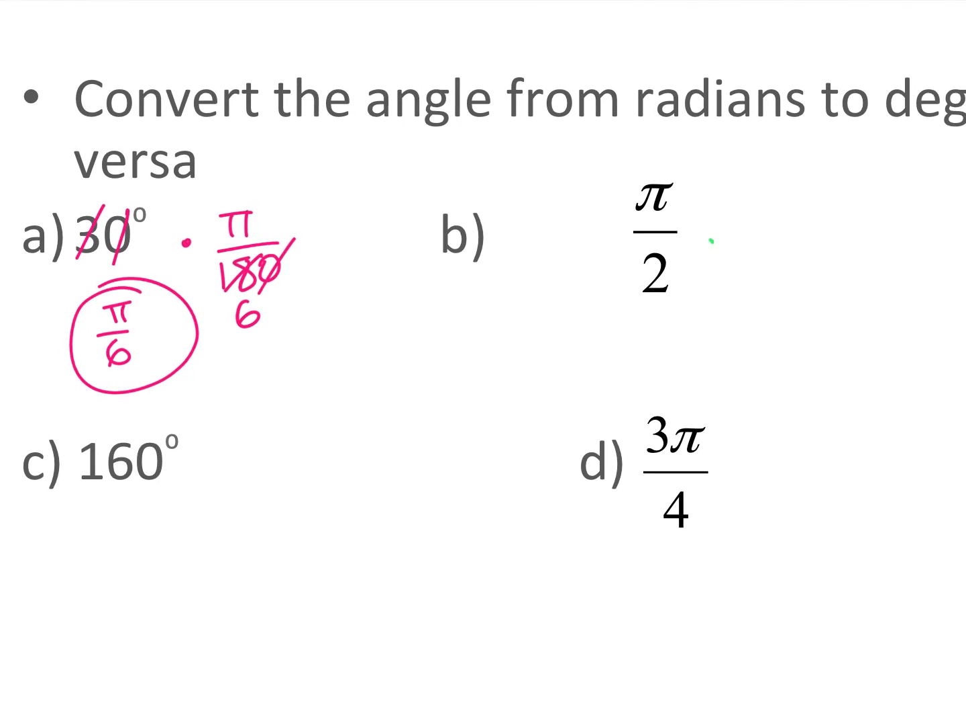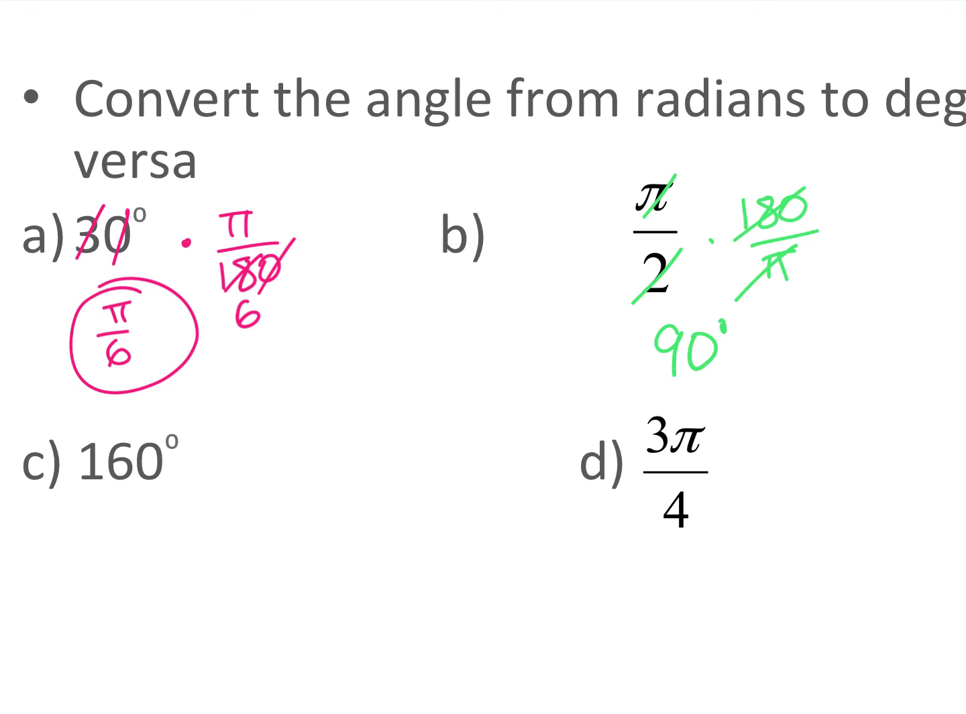Pi over 2, now it's in radians and I'm converting to degrees, so I put it times 180 over pi. The pi's cancel, and 2 goes into 180 90 times. You want to make sure you put that degree symbol if it was short answer. I think on the website it doesn't matter. I'll check.